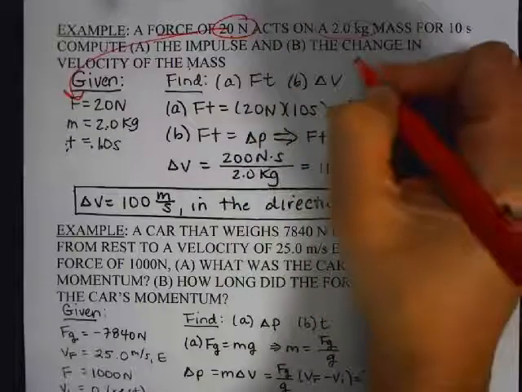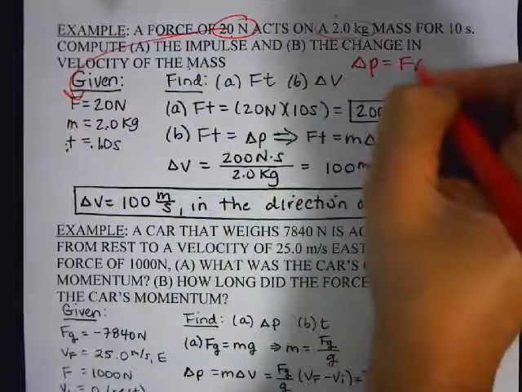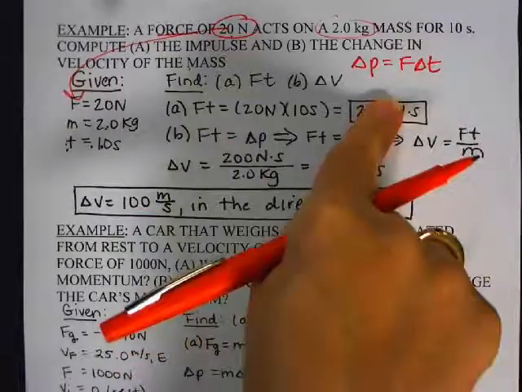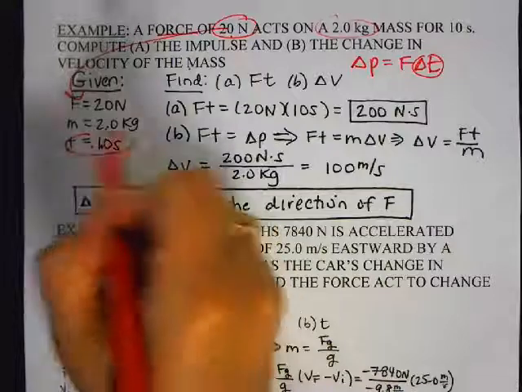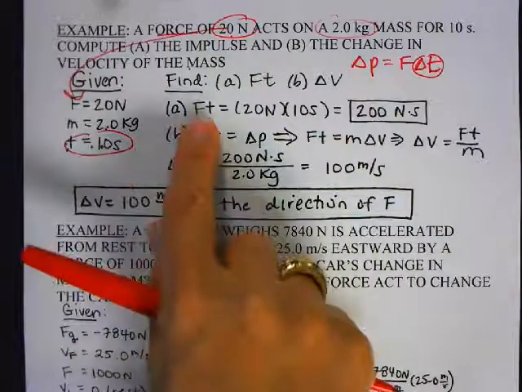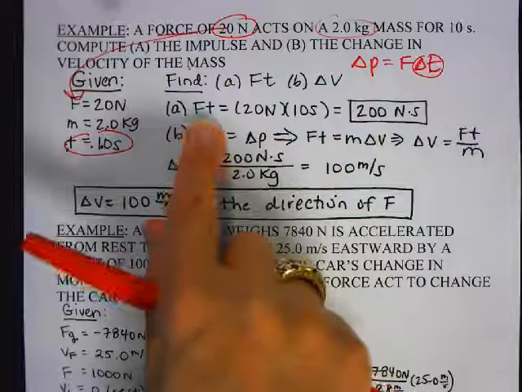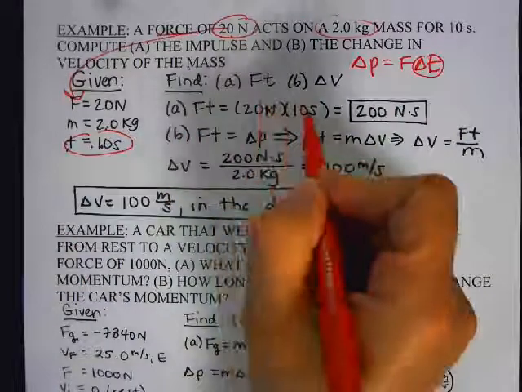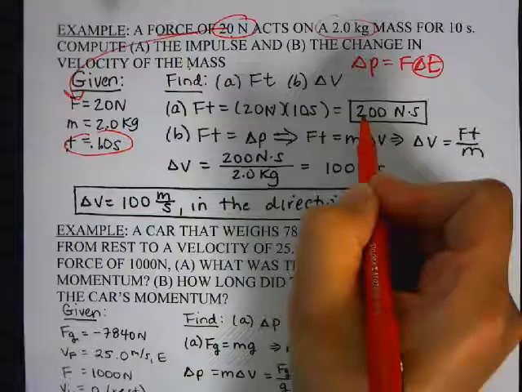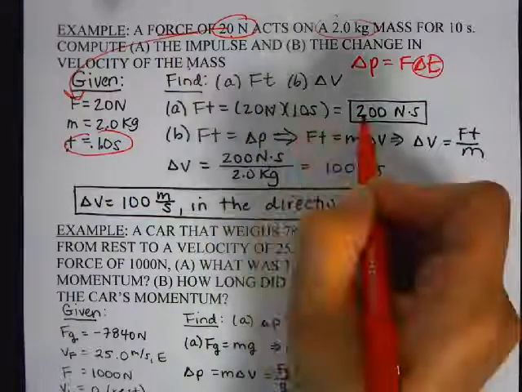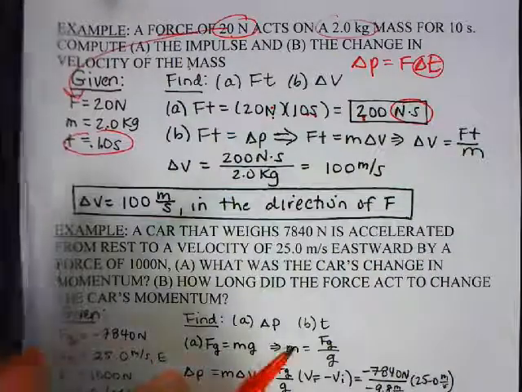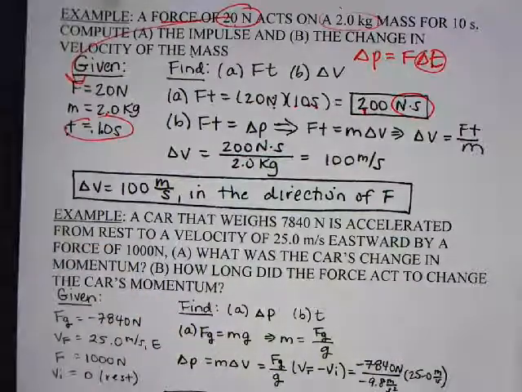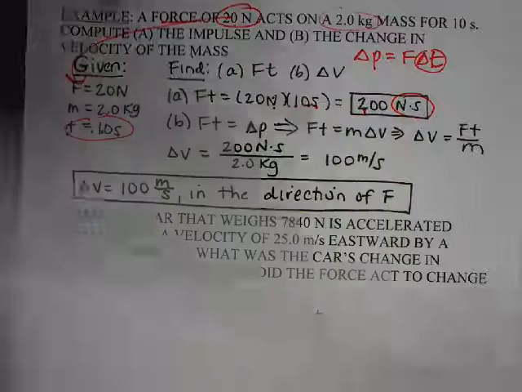So I know that impulse delta P is equal to F delta T. Now they don't give me the change in time, they give me the elapsed time. So delta P is equal to Ft, so it's equal to 20 newtons times 10 seconds, so 20 times 10 is 200, and a newton times a second is a newton times a second. So some of you are probably saying, wait a second, isn't the unit for impulse a kilogram meter per second? Well, let's look at that for a second.